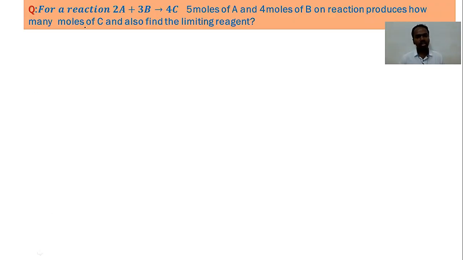This is the question. This is the reaction: 2A plus 3B gives 4C. 5 moles of A and 4 moles of B on reaction produce how many moles of C, and also find the limiting reagent. The equation given here is 2 moles of A and 3 moles of B react together to form 4 moles of C.